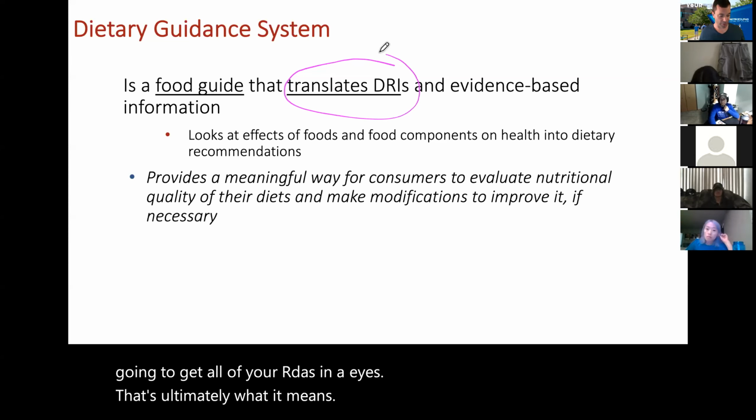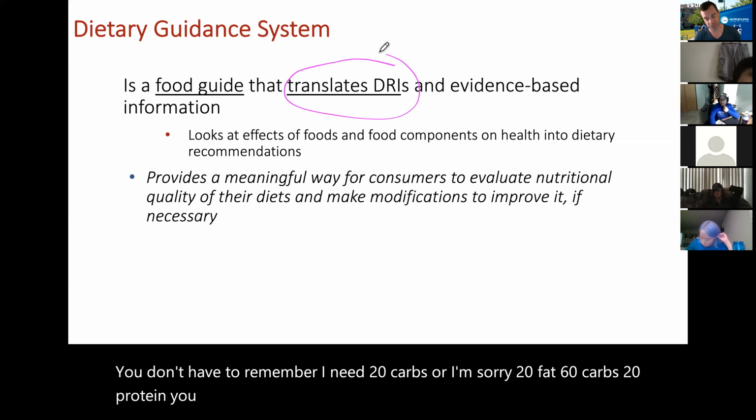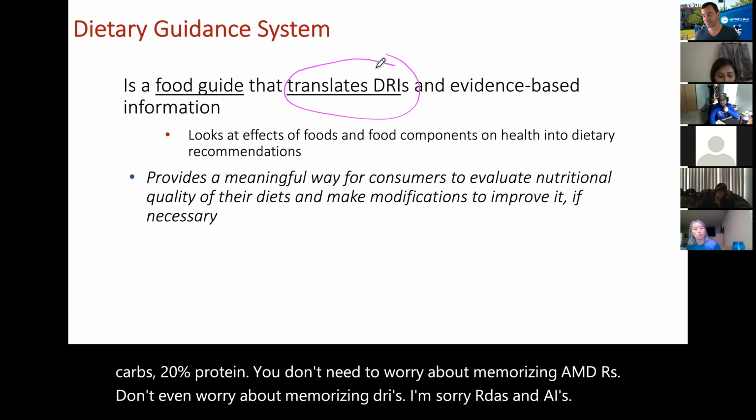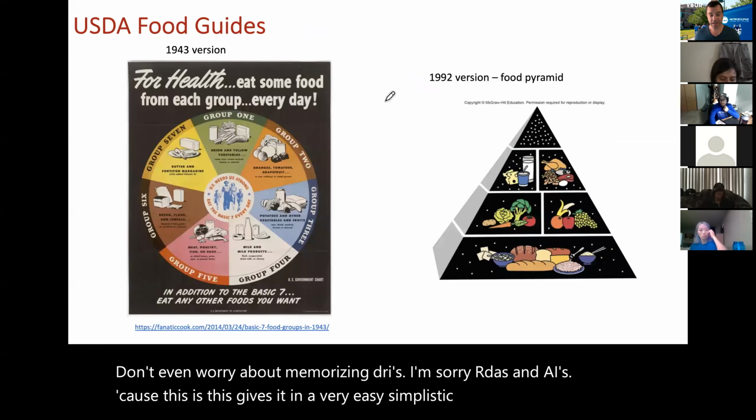You don't have to remember I need 20% carbs, or I'm sorry, 20% fat, 60% carbs, 20% protein. You don't need to worry about memorizing AMDRs. Don't need to worry about memorizing DRIs, or I'm sorry, RDAs and AIs. Okay? Because this gives it in a very easy, simplistic format. That's the need for it.